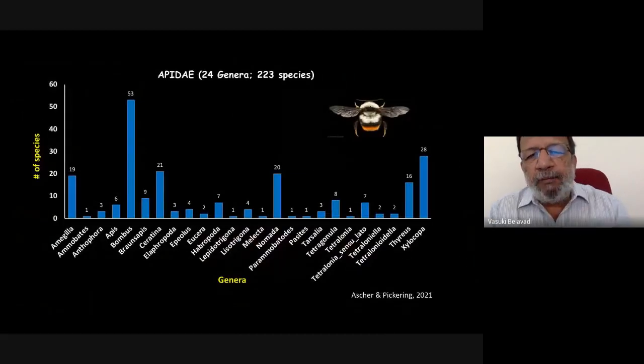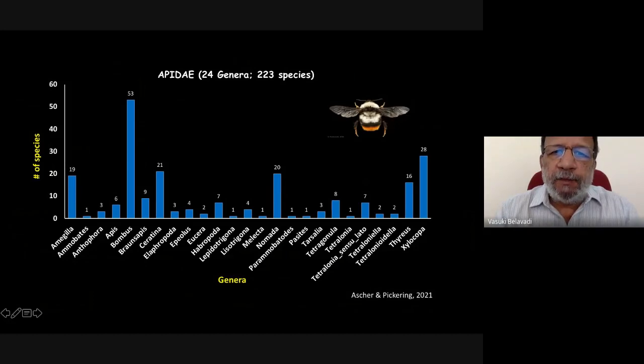Now, as I said, Apidae has 223 species and 24 genera. And of this, the most speciose genus is Bombus. In Bombus, we have recorded 53 species. It is mainly because there are some excellent taxonomists working on bumblebees. Bombus is a genus of bumblebees, and there are 53 species recorded from India, mainly from the Himalayas, Himachal Pradesh, and other parts.